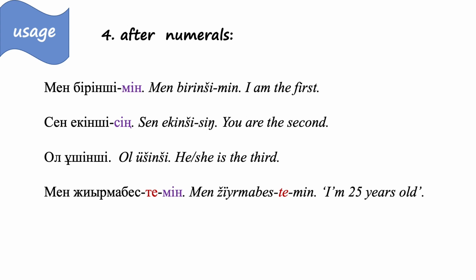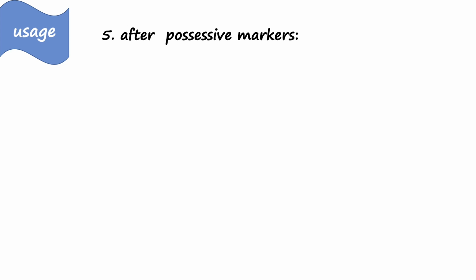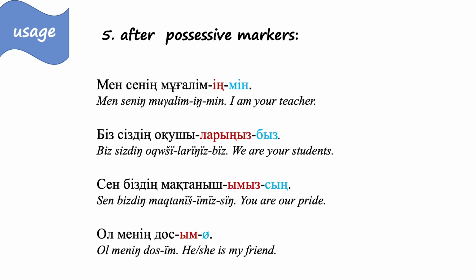Men 25'timin. I am 25 years old. By the way, when you say you are each, you should add locative case between numerals and the personal endings. I will make an individual video about the locative case soon. Finally, they are used after possessive markers expressing possession or relationship. Example, men senin muğallimingmin. I am your teacher.